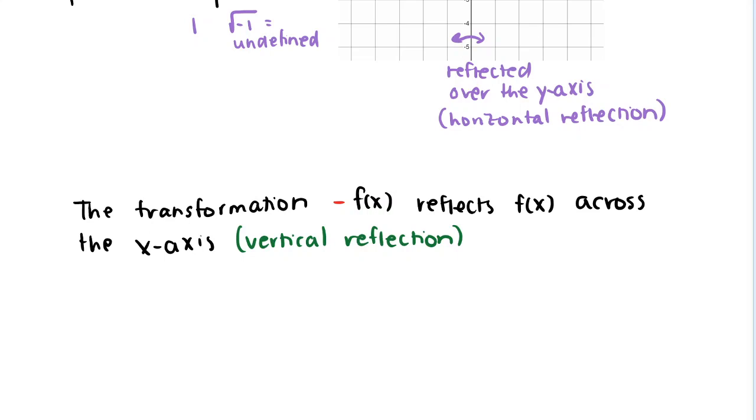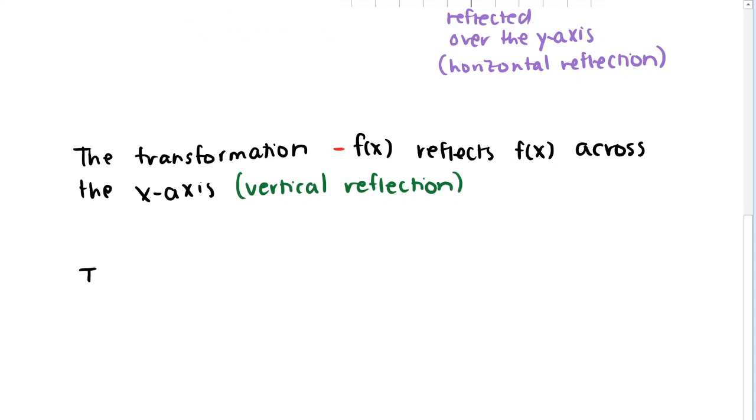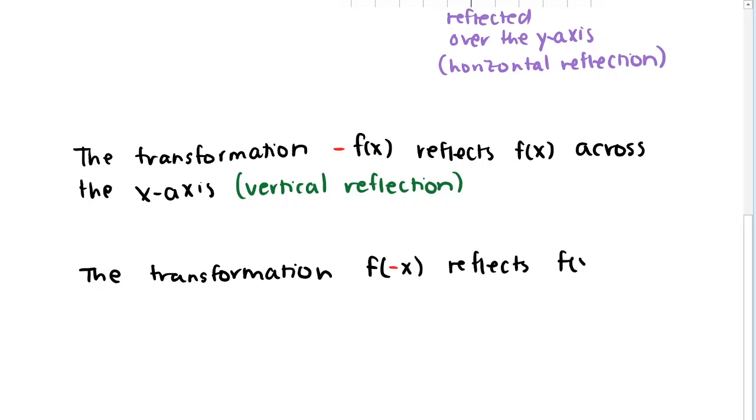And then here, if we look at what we did just a moment ago, the transformation where we negate the input, if I have negative f of negative x, well, this reflects the graph of f of x across the y-axis. And this really amounts to a horizontal reflection.